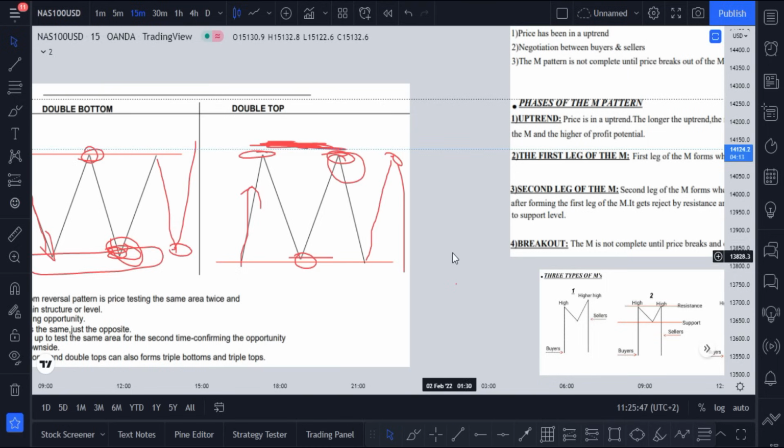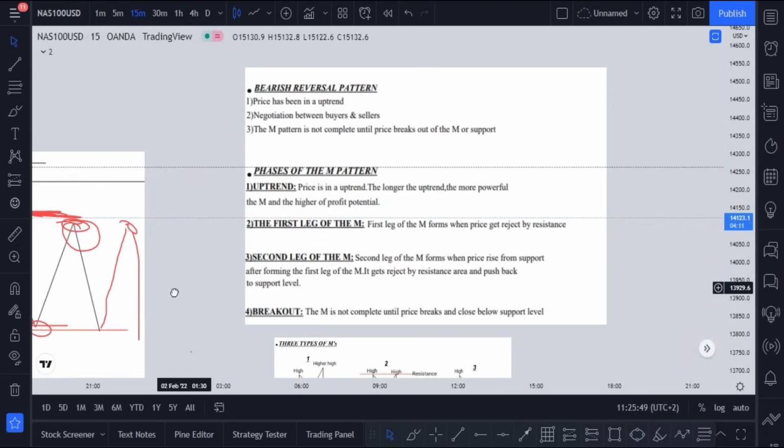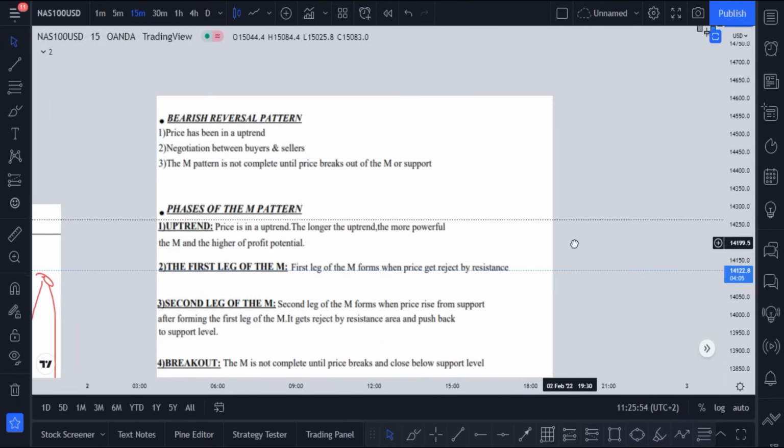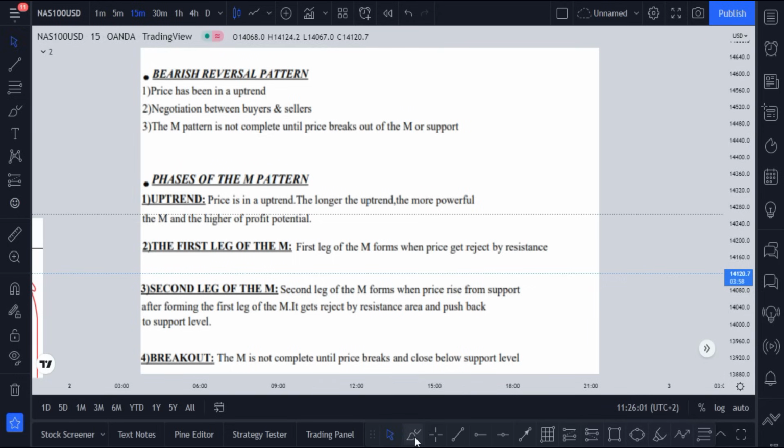Okay, so now to continue and to actually go deeper and explain the M formation in more detail, we just have a few notes that we are going to share with you over here. The M formation is basically a bearish reversal pattern, as we said. So we are now looking for the market to stop uptrending, and basically the market should start going down, right? So we're looking for selling opportunities.